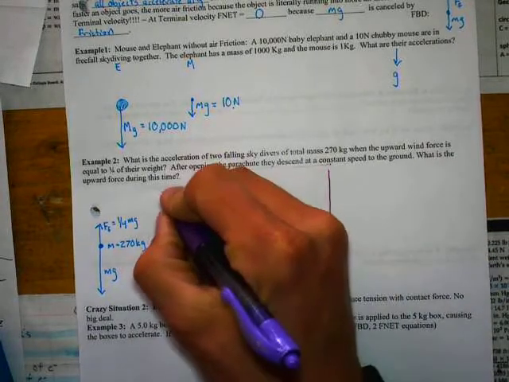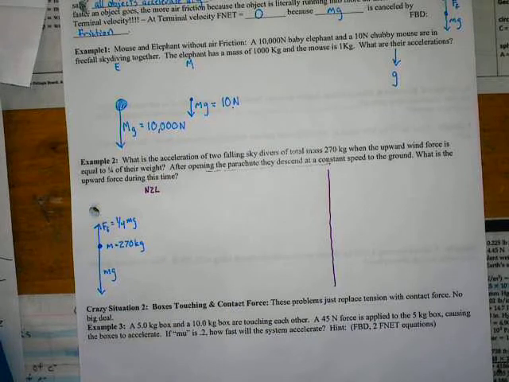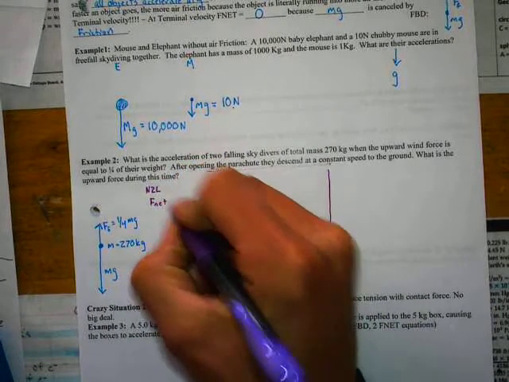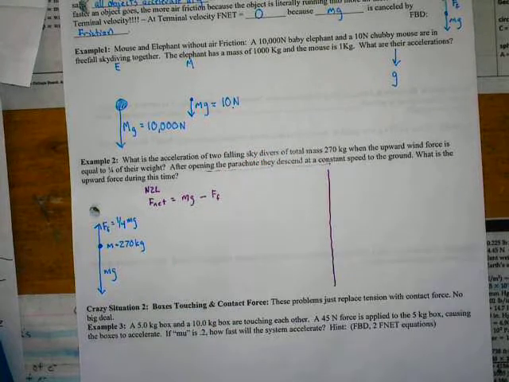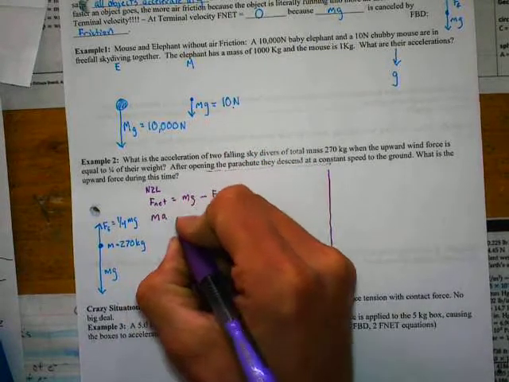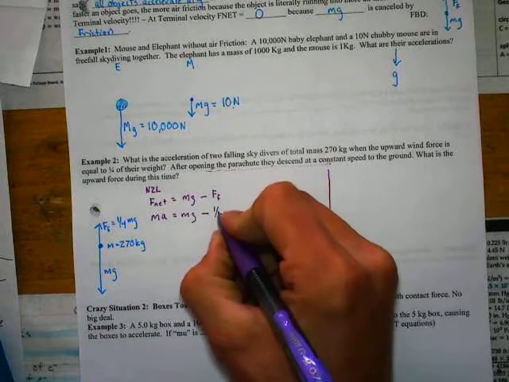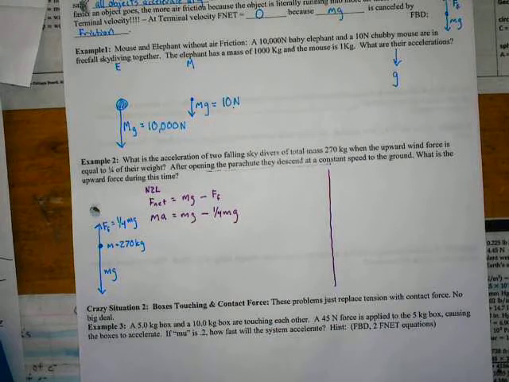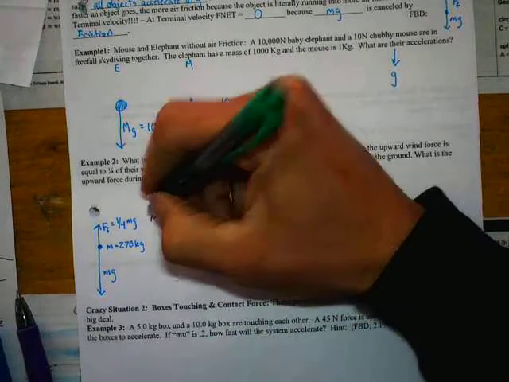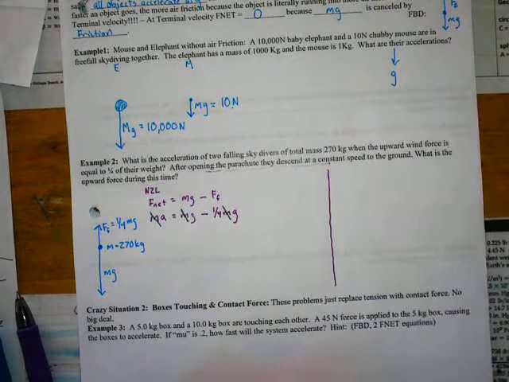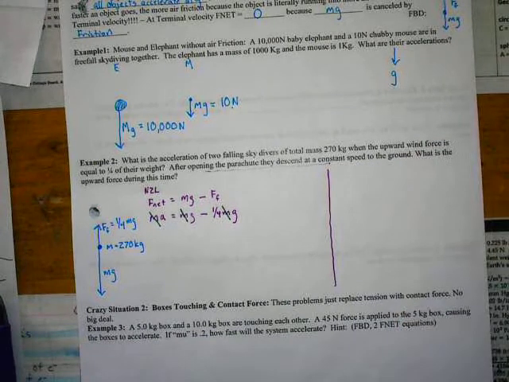Now we did the FBD, let's do the N2L. We want to solve for acceleration. I'm going to say F net is equal to mg minus force of friction. I can replace that with ma is equal to mg minus force of friction, which is 1/4 mg. So we're 1/4 of the way force-wise up to terminal velocity. Just like with gravity in other situations, you notice that the m's cancel. So it doesn't actually matter what the mass is. It all cancels out right there.